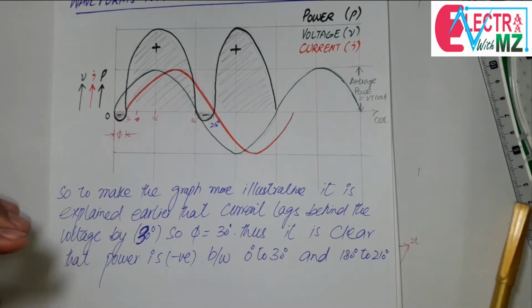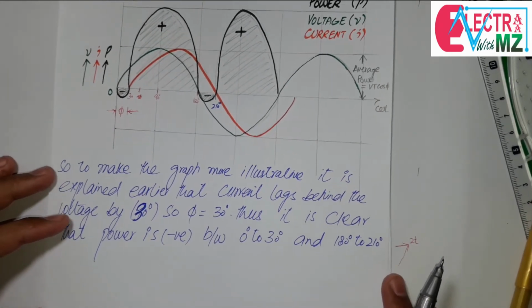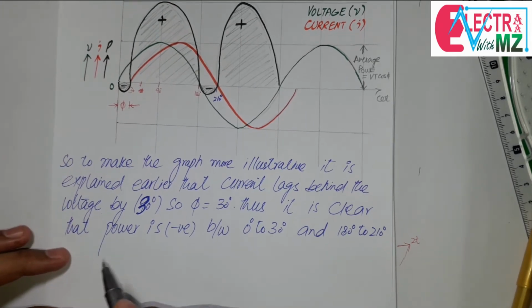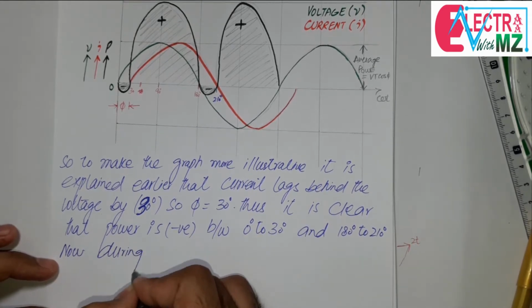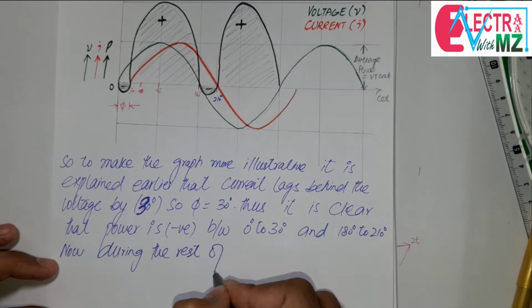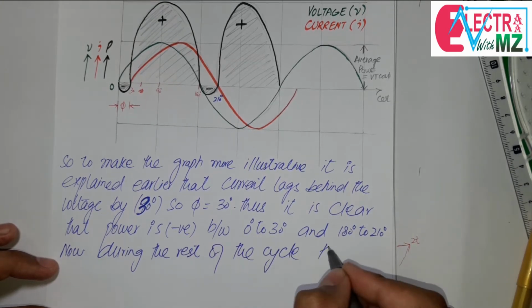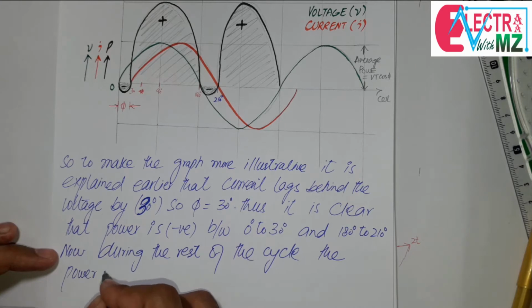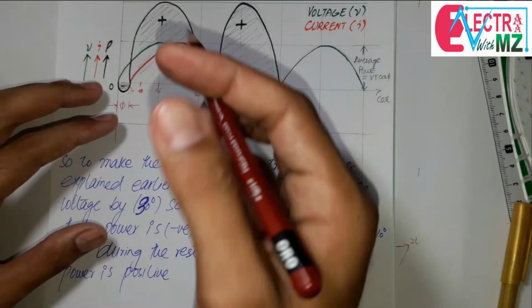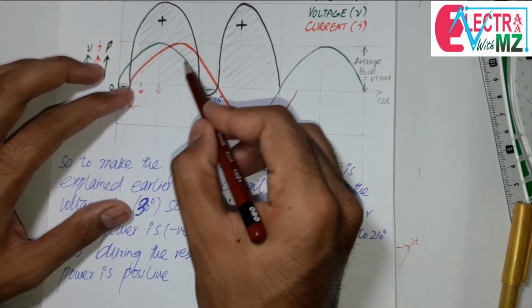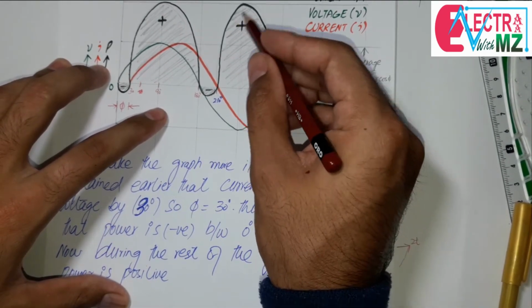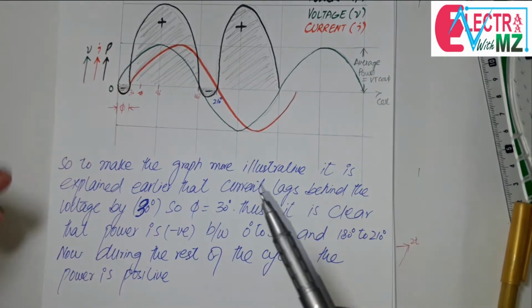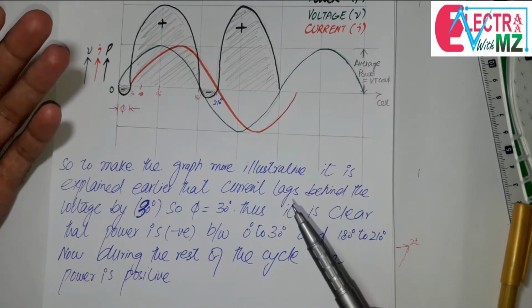What I mean by negative power, I will discuss after that. So now, during the rest of the cycle the power is positive, means the rest of the cycle from 30 to 180 degree this is the positive power, and from 210 to 360 degree this is the positive power. Means positive power it gives to the circuit.